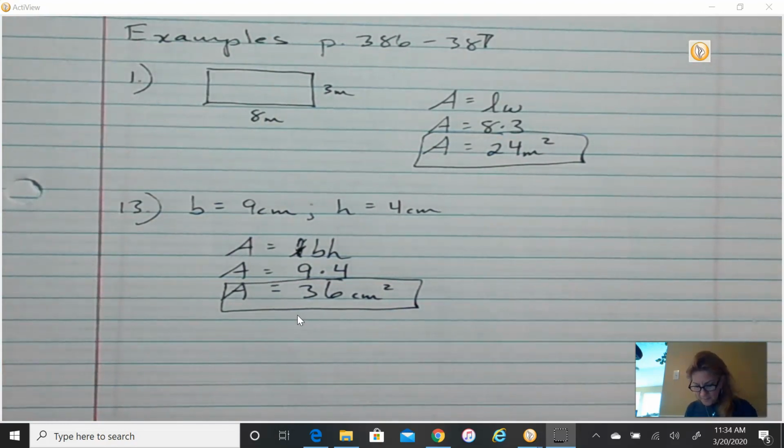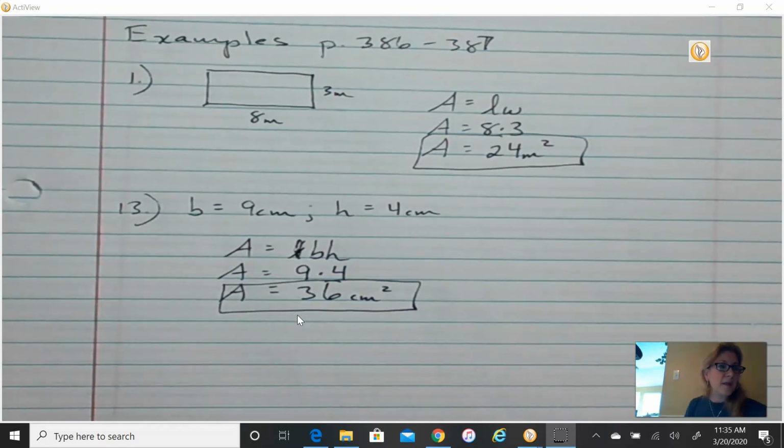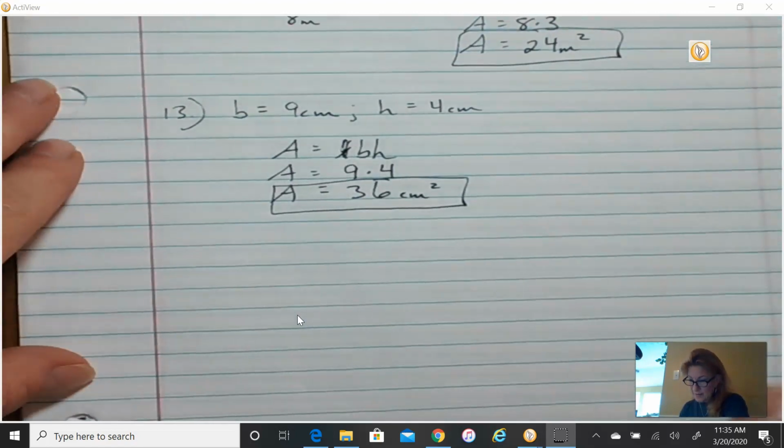Okay, so I think you have the idea. You've got examples in your book, you're just multiplying the 2 sides together. I did quite a few examples here. So let's look at 19.